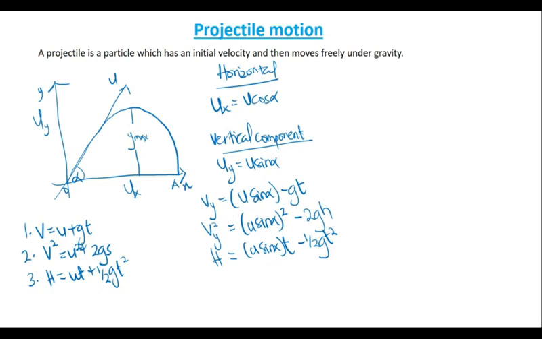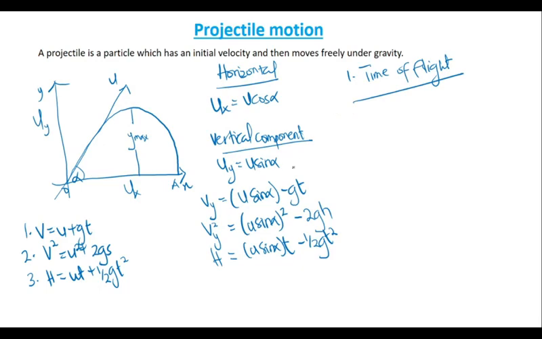Now let's have some little deductions from these equations before we go ahead and solve some examples. So the first deduction we want to make is the time of flight.